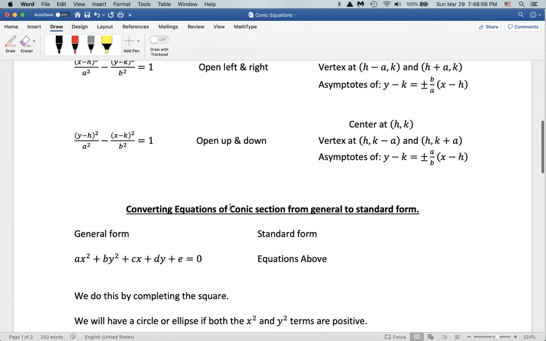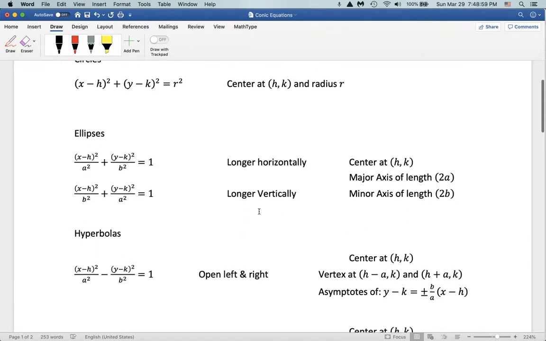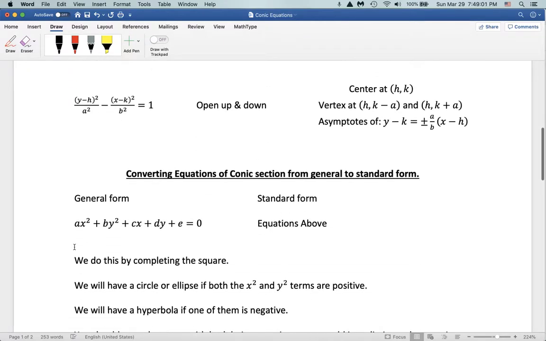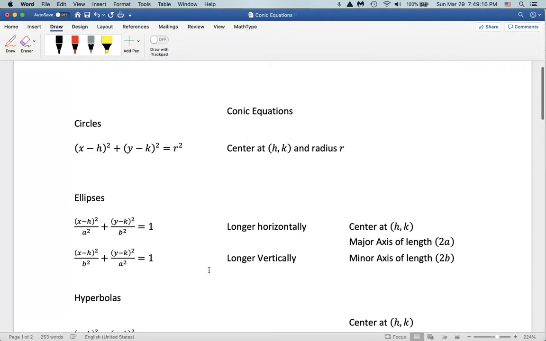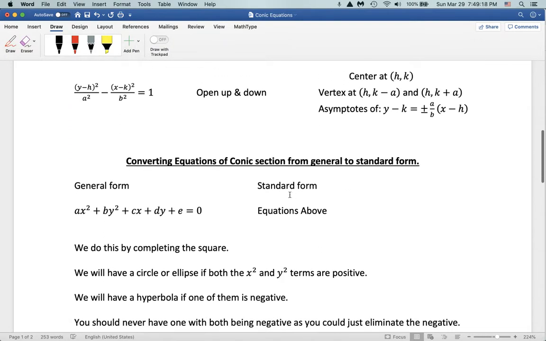General form of all of these expressions, circles, ellipses, and hyperbolas, is written in this form: ax squared plus by squared plus cx plus dy plus e equals 0. If you notice, everything's on the left, and it's equal to 0. What we want to do is get this into those forms up here, all these different standard forms. That's why I didn't write it next under the standard form, because it depends on whether it's a circle, an ellipse, or a hyperbola.